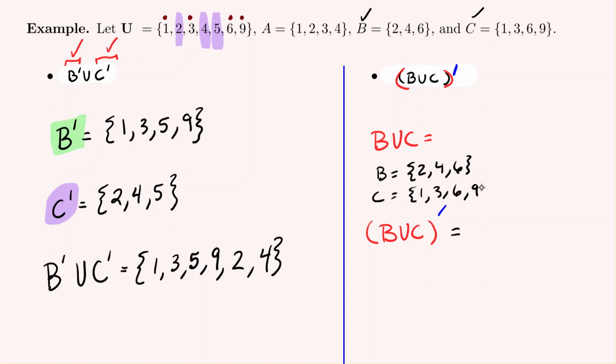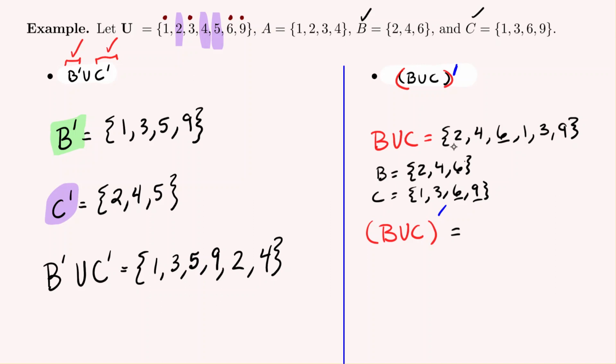And then I know unions say everything in the first set plus everything in the second set, avoid repetition if possible. So 2, 4, 6. 1 hasn't been included, so I rewrite it. 3 hasn't, so I rewrite it. 6 has already been covered, so we don't have to repeat it. 9 hasn't been covered, so I rewrite it. So this is B union C.